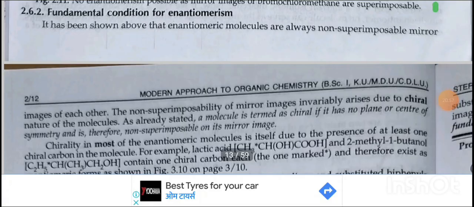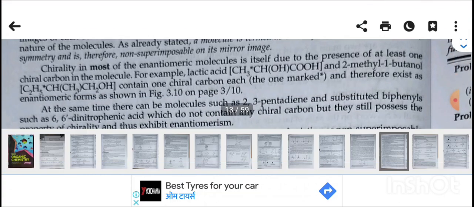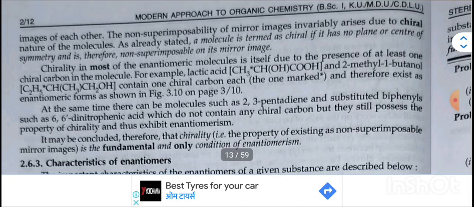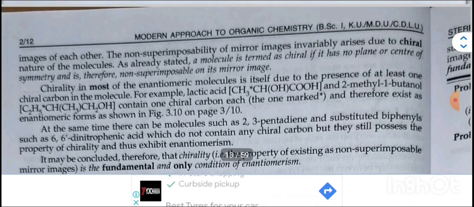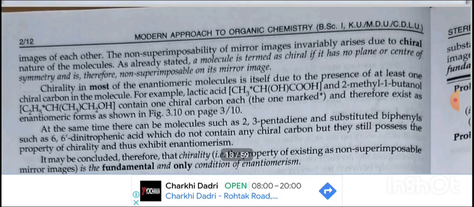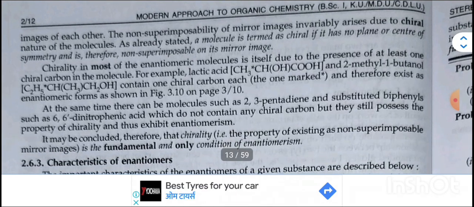Fundamental conditions for enantiomers. It has been shown above that enantiomeric molecules are always non-superimposable mirror images of each other. The non-superimposability of mirror images invariably arises due to the chiral nature of the molecule. As already stated, a molecule is termed chiral if it has no plane of symmetry or center of symmetry and is therefore non-superimposable on its mirror image.